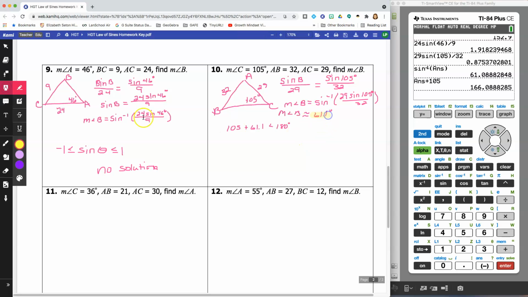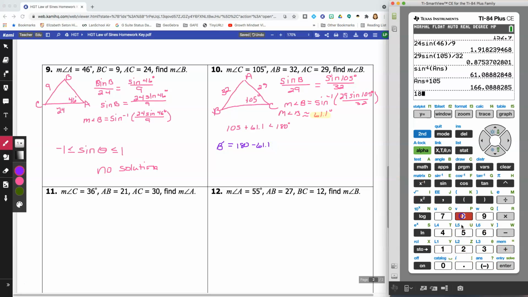So here's one solution. Now, is there a second solution? Is it possible? So the next thing we do is we want to find B prime, the measure of B prime. And remember to do that, it's 180 minus the 61.1. So 180 minus 61.1, that's 118 degrees.